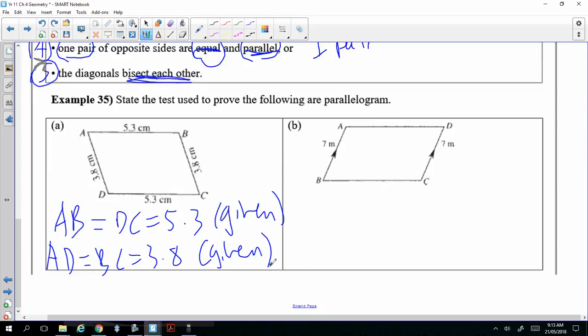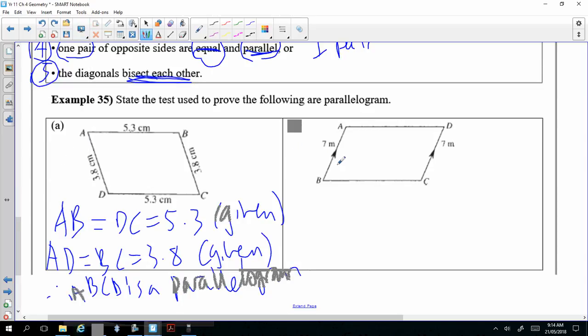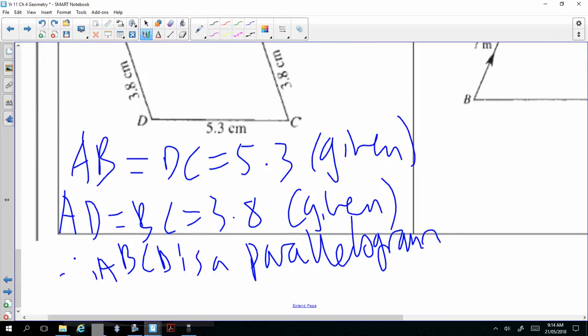Give a reason. Yeah, you have to write down the test. So the test you say is opposite sides are equal. So when you prove opposite sides are equal, it is a parallelogram. Okay, done.